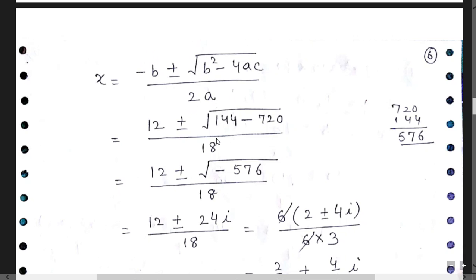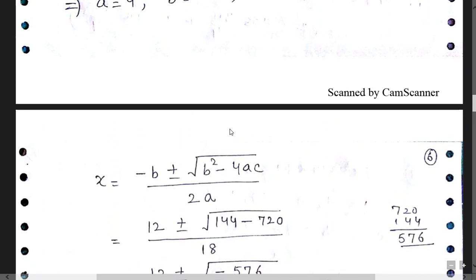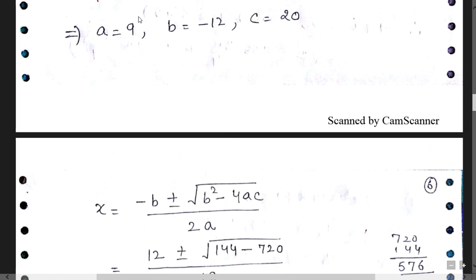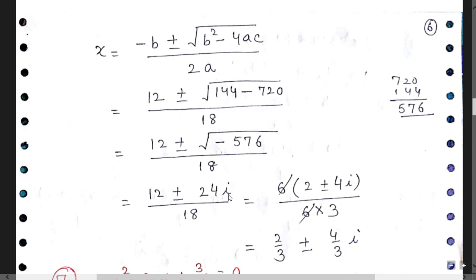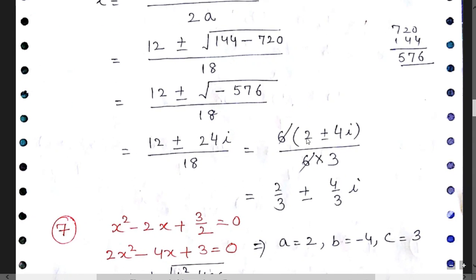B squared, it's 12 squared, it's 144. And what about 4ac? 4 into 9, 36. 36 multiplied by 20, it is 720. 144 minus 720 can be written as minus 576. And square root of 576 is 24. Because of the negative sign, i is there. Taking 6 common, you can write 6 inside the bracket, 2 plus minus 4i. 6 into 3, 6 cancel with each other. Then 2 over 3 plus minus 4 over 3 i.